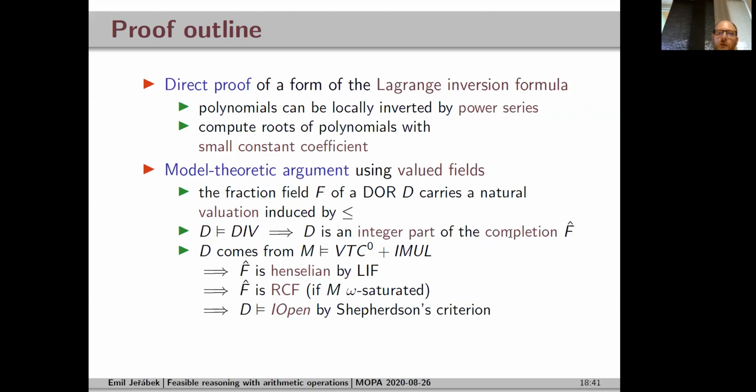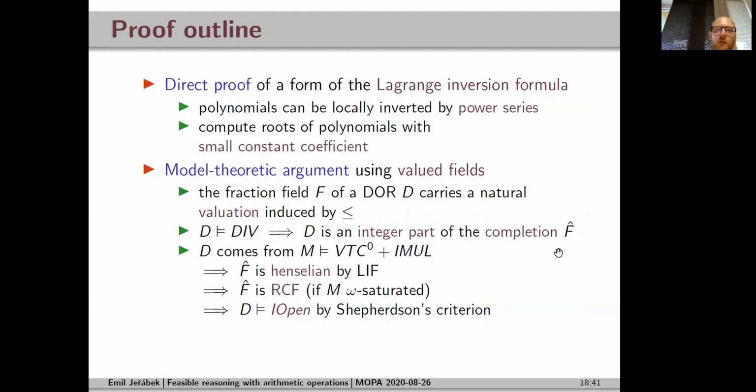And we can then use the theory of valued fields to figure out how we find out whether something is a real closed field. Namely, this completion is a real closed field if and only if it is Henselian, it has a divisible value group, and it has a real closed residue field. Now, in our situation, it's easy to check that the value group is divisible. And we can make the residue field trivially a real closed field because if you just start with an omega saturated model, the residue field will consist of all real numbers.